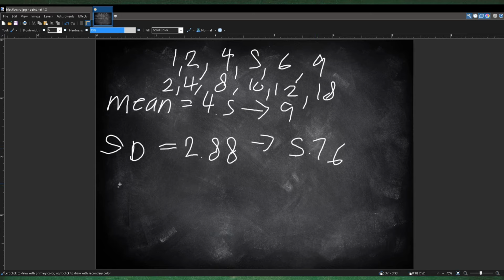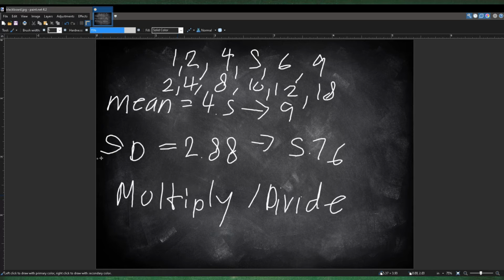Right? So if you're ever multiplying or dividing, it affects both the mean and the standard deviation by that amount. So if you divide by 2, you divide the mean by 2, and you divide the standard deviation by 2. And if you multiply by 2, then you just multiply the mean and standard deviation by 2.